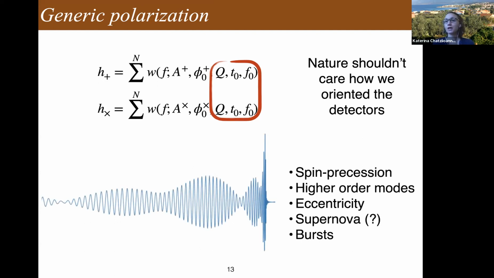Here's an example of such a signal. If you have spin precession, higher order modes, or something that's actually not a compact binary, like a supernova or a random burst of gravitational waves, there's no a priori reason to expect that those are circularly polarized. And in fact, what polarization those signals carry, once we see a signal like this, could be interesting information about them.